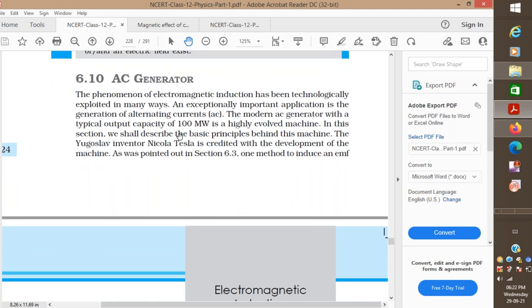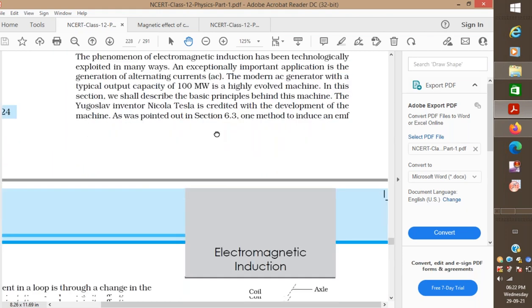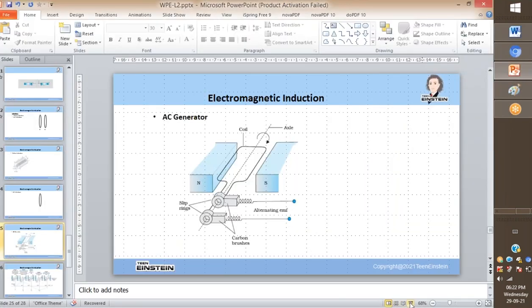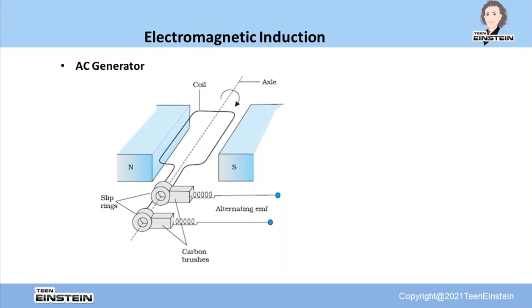So the inventor of this AC generator is Nikola Tesla. He has developed this machine. So let us just have a look at the schematic of this AC generator. Basically, we have here a coil, and that coil will be rotated inside a permanent magnetic field.